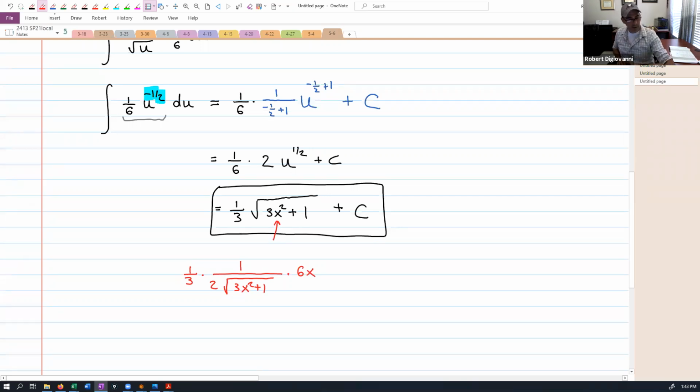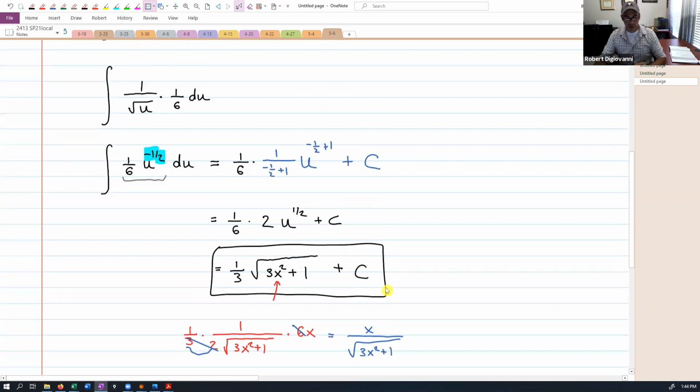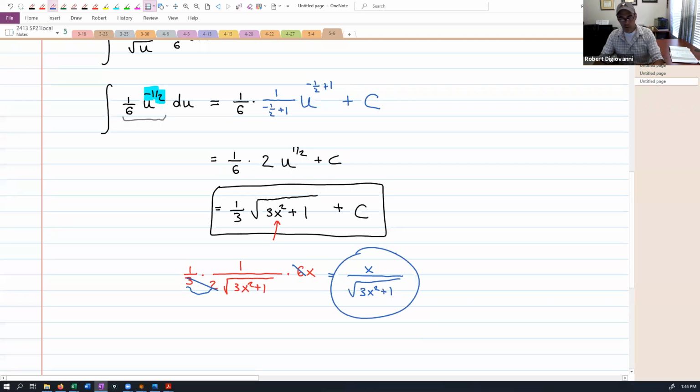What happens here? See, 3 and 2, that's 6, right? On the bottom, that 6 cancels with that 6. And so what you're left with is an x on top, and then the square root of 3x squared plus 1. And that was the original integrand, wasn't it? That was what we were looking at in the very beginning.